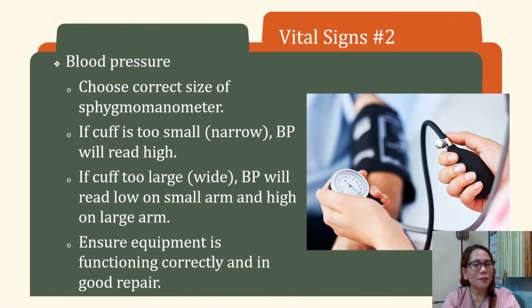In taking the blood pressure of your client, make sure to choose the correct size of your sphygmomanometer. Because if the cuff is too small or narrow, the BP might read high. If the cuff is too large or wide, the BP will read low on a small arm and high on a large arm. So ensure equipment is functioning correctly and in good repair, of course, for you to have an accurate reading. So para maiwasan po natin yung misdiagnosis.